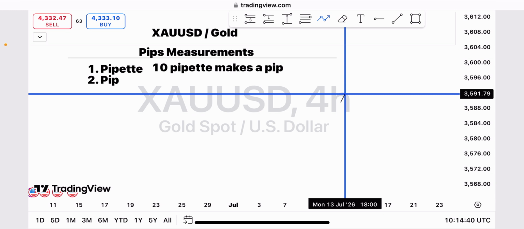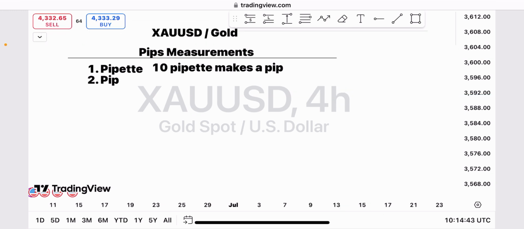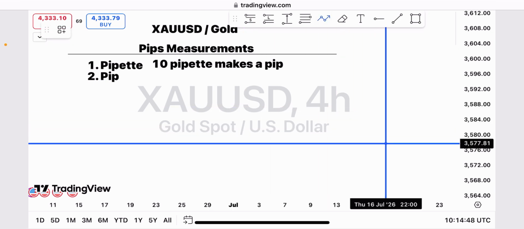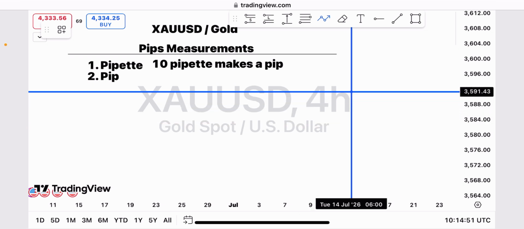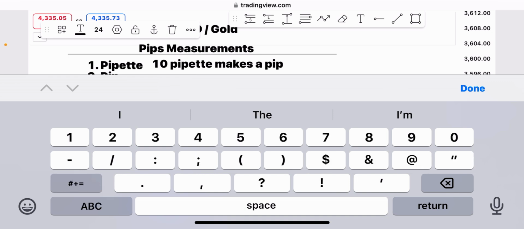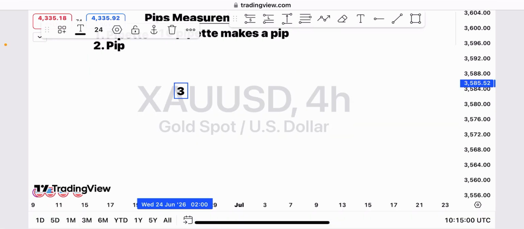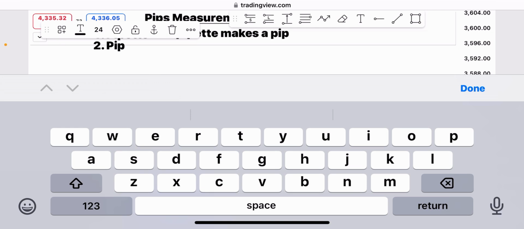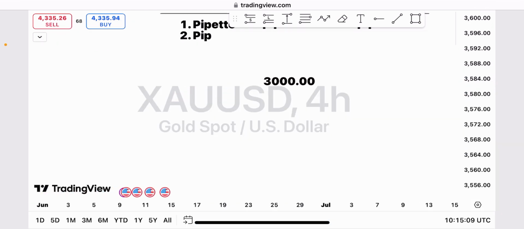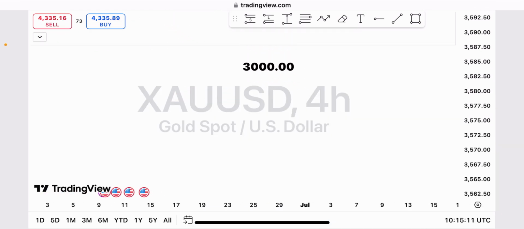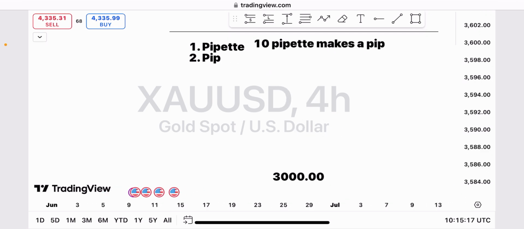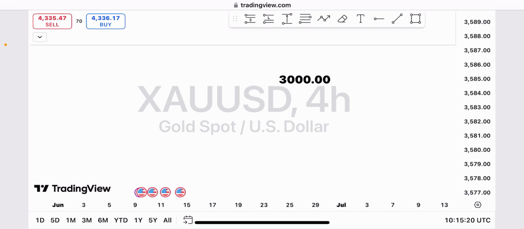Now let's take the readings out and identify where the pipette is and where the pip is. Let me use a whole number reading. Let's say a reading like 3,000.00. Like I said, 10 pipettes make a pip, and pips are just the measurement in the financial market.